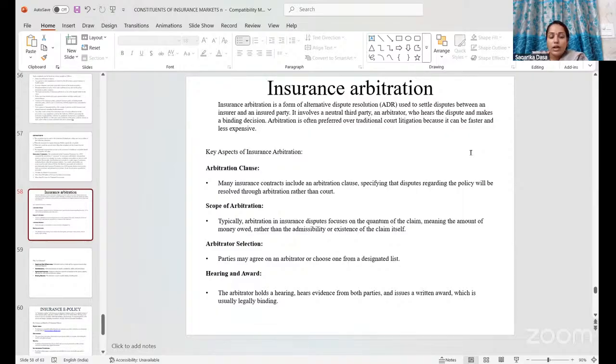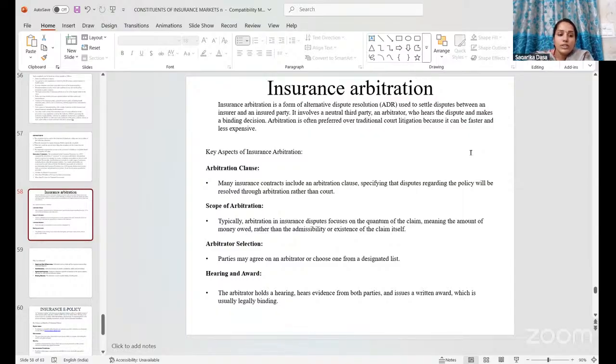Hearing and award. The arbitrator holds a hearing, hears evidence from both parties, and issues a written award which is usually legally binding. As an arbitrator, when he is solving the complaint and giving the solution, he has to hear from both the policyholder and the insurance company and take both their opinions. Then a written award, a written solution, must be given by the arbitrator, which is then accepted by both the policyholder and the insurance company. This is how the arbitration process works in the insurance sector in India.